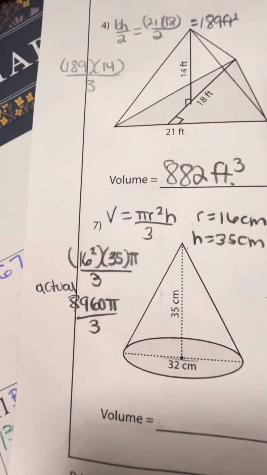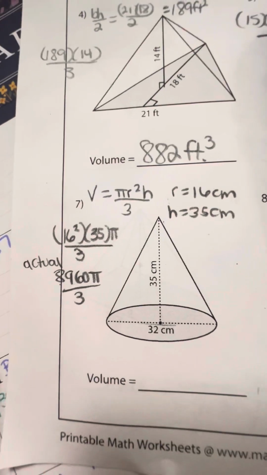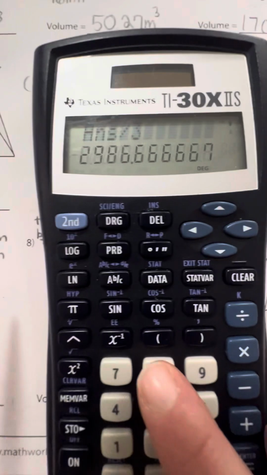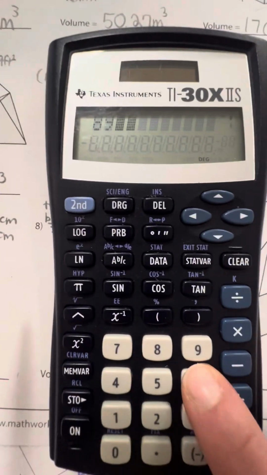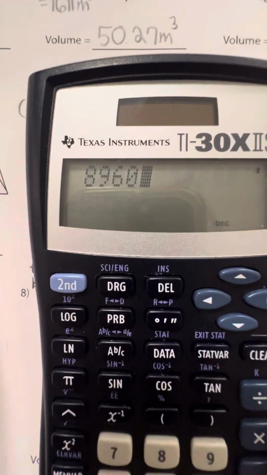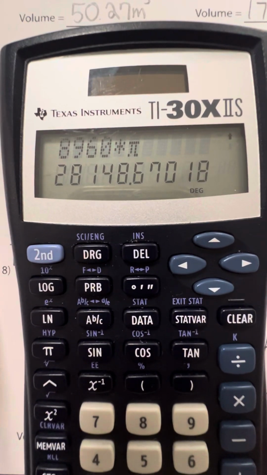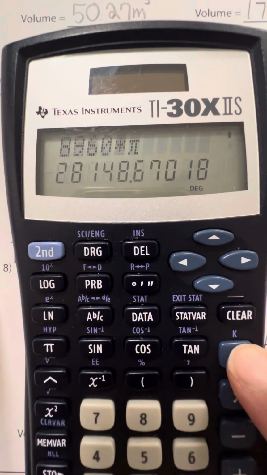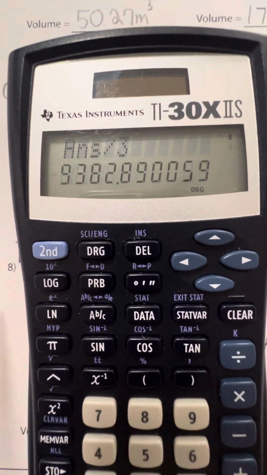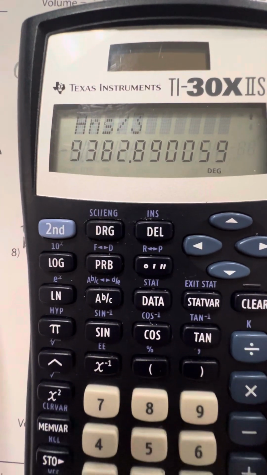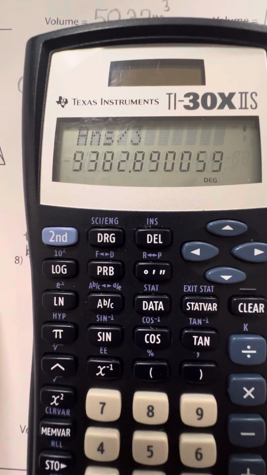Now what we're going to actually do is figure out the approximate. This is to the nearest hundredth, so it's 2 decimal places. So I'm going to do 8960. I'm going to times it by pi. Pi button's right here. It equals, get this answer, then divide by 3. I haven't touched anything. I'm just keeping those numbers fully. And this is my finalized answer as an approximation.